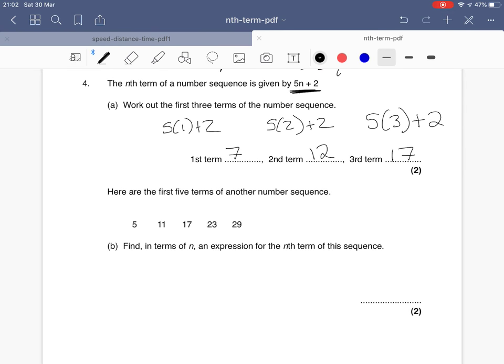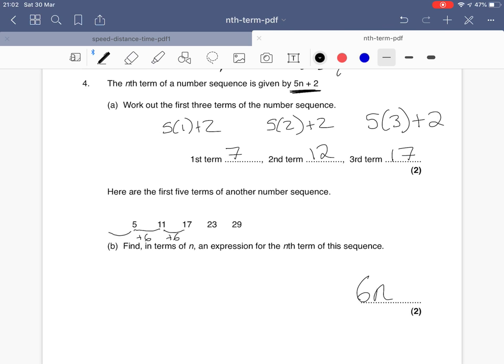Here are the first 5 terms of another number sequence. Find an expression for the nth term. So from 5 to 11, that's adding 6. From 11 to 17, adding 6, so we know it goes up in 6n.